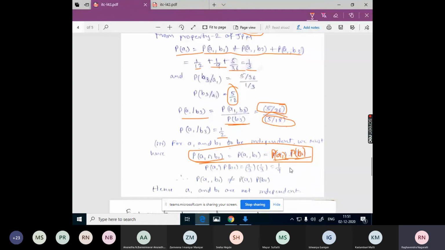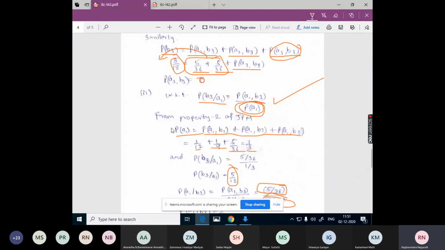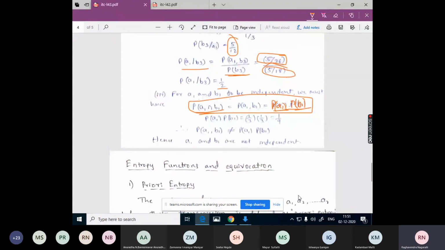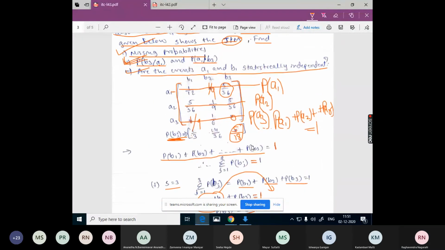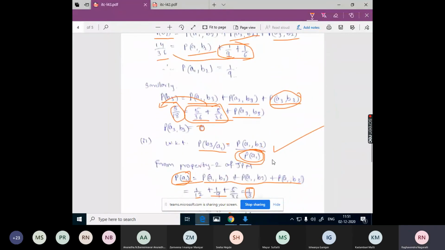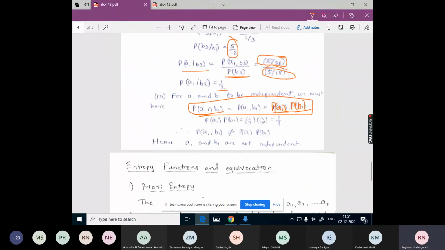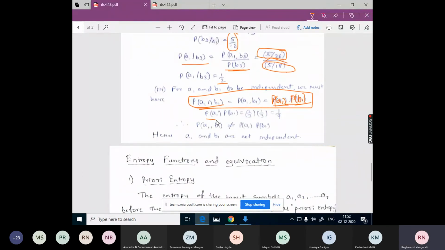If these two are independent, then this condition should be satisfied. So let's see whether this condition is satisfied or not. We know P of A1, which is calculated here. It is 1 by 3. Next, we know P of B1 from the joint probability matrix given. This is also 1 by 3. So P of A1 into P of B1 is equal to 1 by 3 into 1 by 3, which is 1 by 9. So is it equal to P of A1 comma B1?